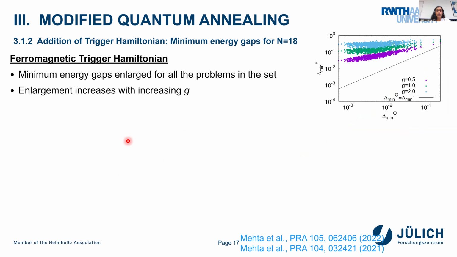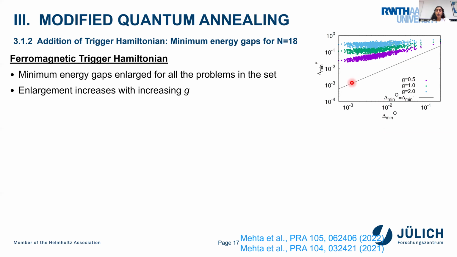Okay, so before I go to the results with the scaling of the minimum energy gaps with the addition of the triggers, I would first like to discuss the effects of introducing these trigger Hamiltonian terms to the values of the minimum energy gap itself. So for this, we concentrate on the set of problems with 18 variables. And here I show a plot of the minimum energy gaps resulting after adding the ferromagnetic trigger Hamiltonian as compared to the minimum energy gaps obtained from the standard quantum annealing Hamiltonian.